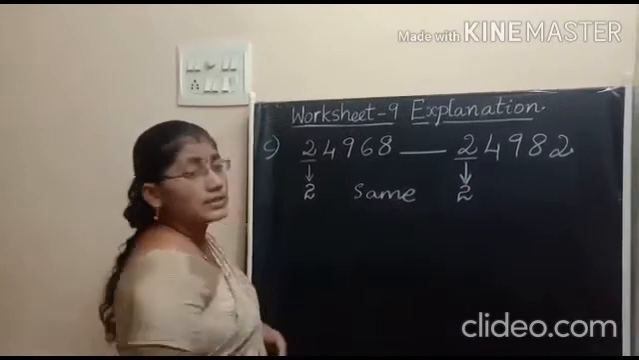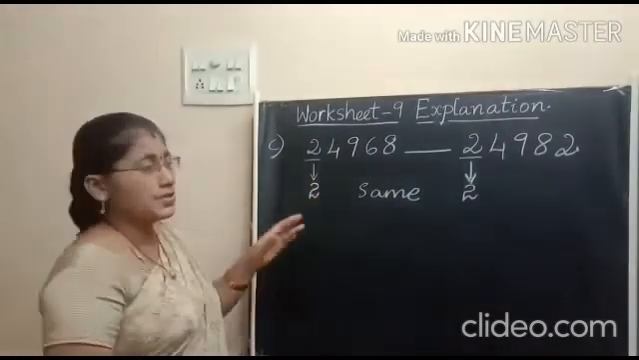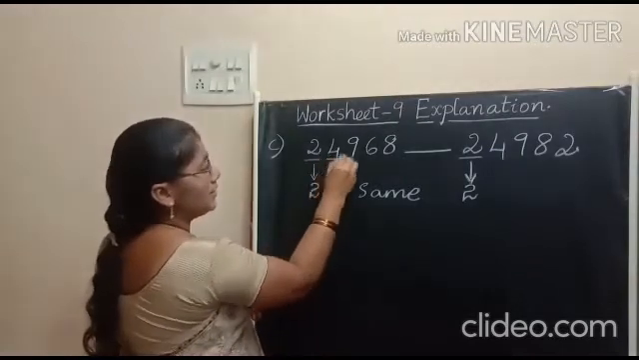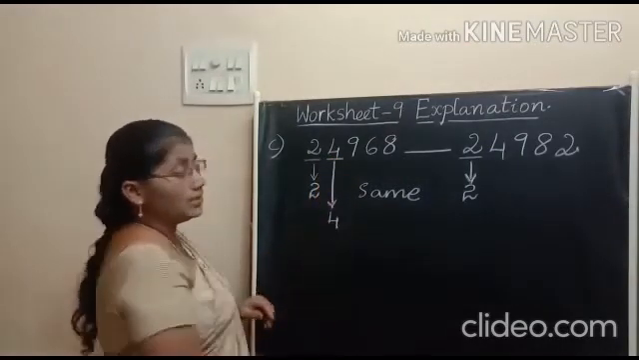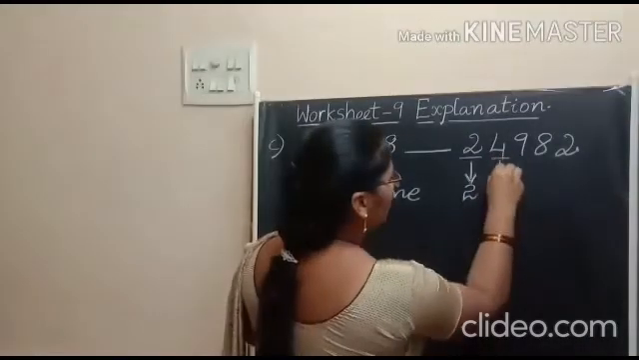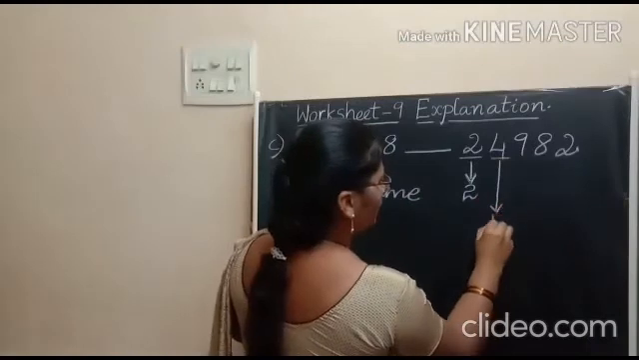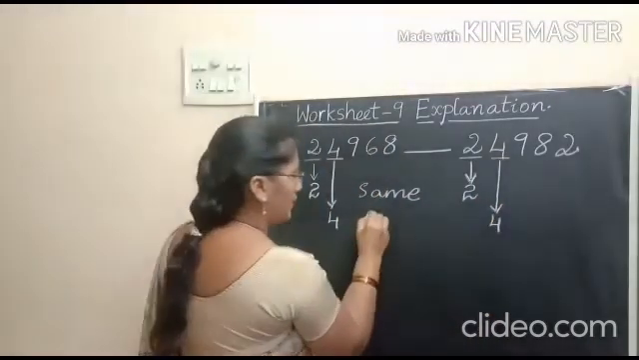Let us compare the next digit. Here the next digit is 4. In the second number also the next digit is 4. So these two are also the same.